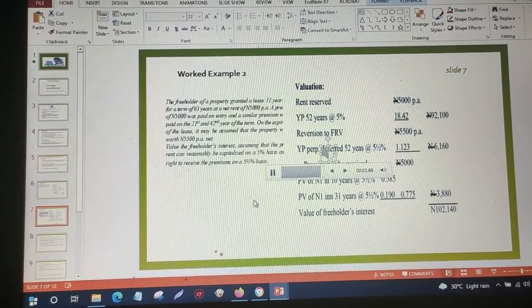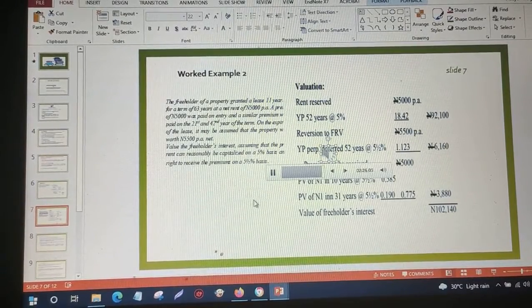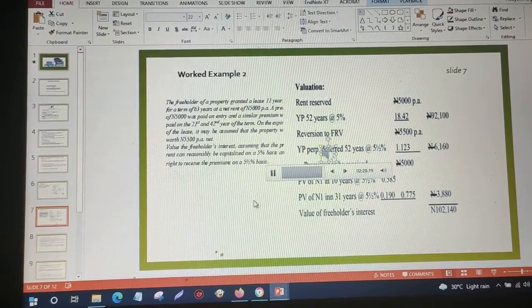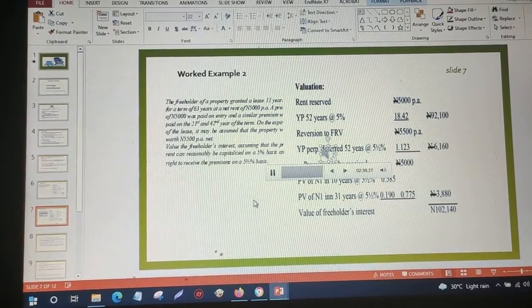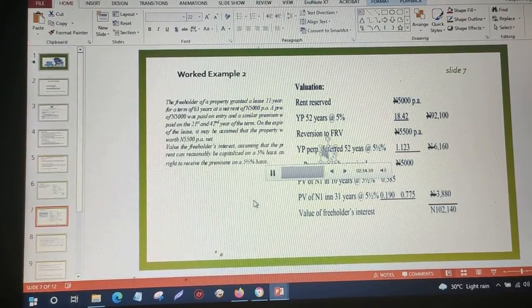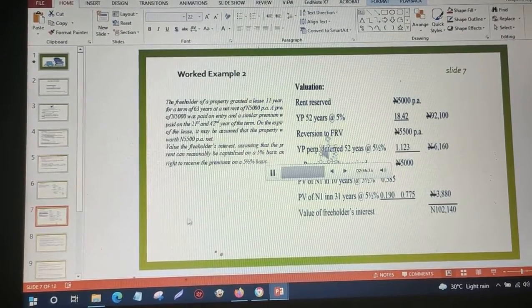So at 5.5%, then you multiply all together and you get the total value of the interest. So easy. There is nothing difficult there. It's very, very easy if you follow what I'm saying.